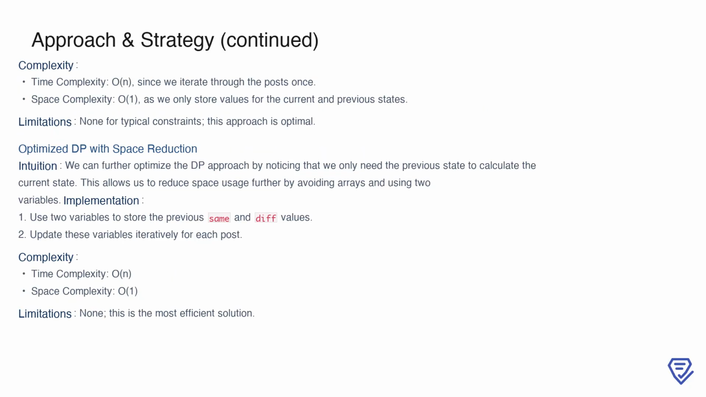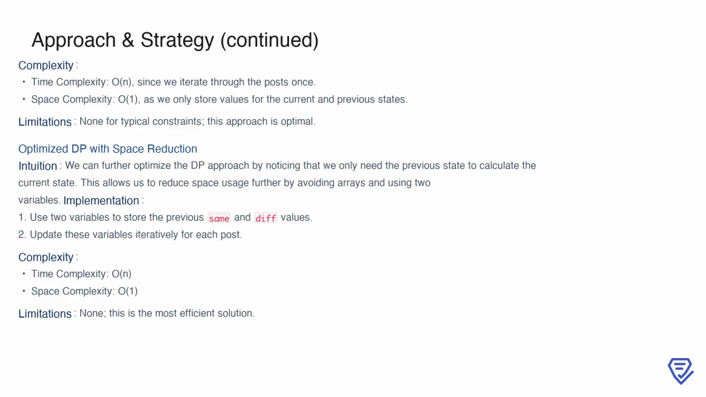The dynamic programming approach significantly improves both time and space complexity. The time complexity is O(n), as we only need to iterate through the posts once. The space complexity can also be reduced to O(1), since we only need the current and previous states to calculate the next values. This space optimization is achieved by using two variables instead of an entire DP table.